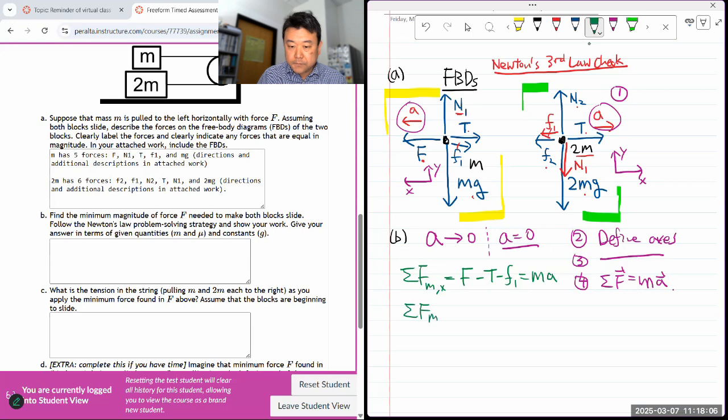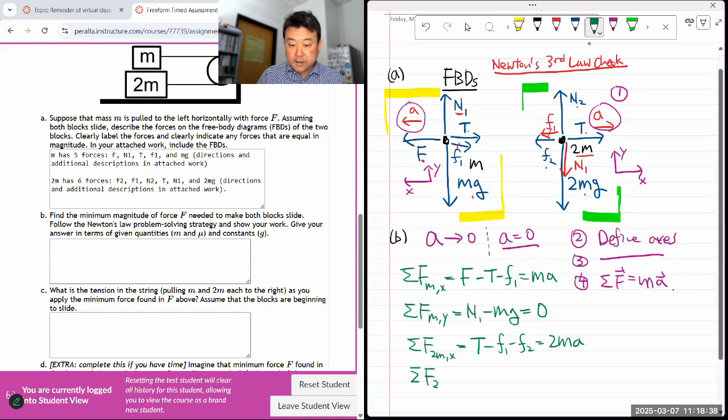Net force on small block M in the y direction: N1 minus mg is equal to 0, no acceleration in that direction. Net force on 2m in the x direction, start with the tension in the positive direction, minus the 2 friction forces, F1 minus F2 is equal to 2ma. I'm just looking at this diagram and basically copying information over for this Newton's second law equation. Net force on 2m in the y direction: N2 upward, minus N1 downward, minus 2mg, that's all the forces, is equal to 0. That's the end of standard strategy.